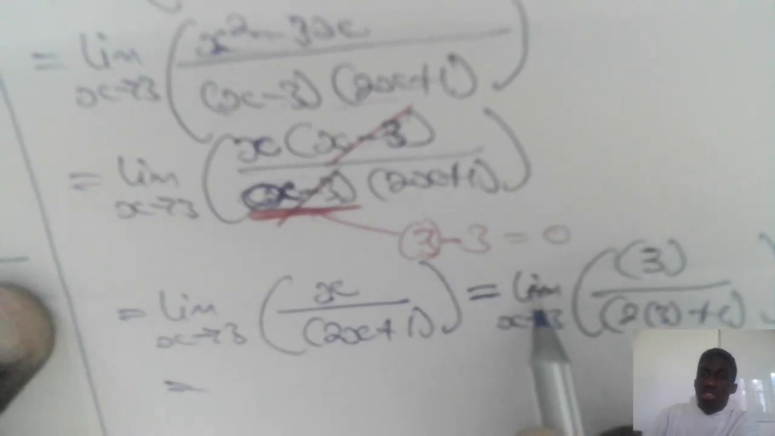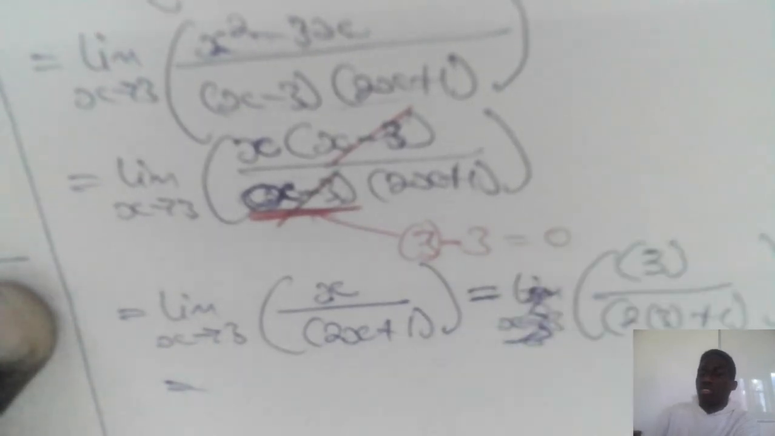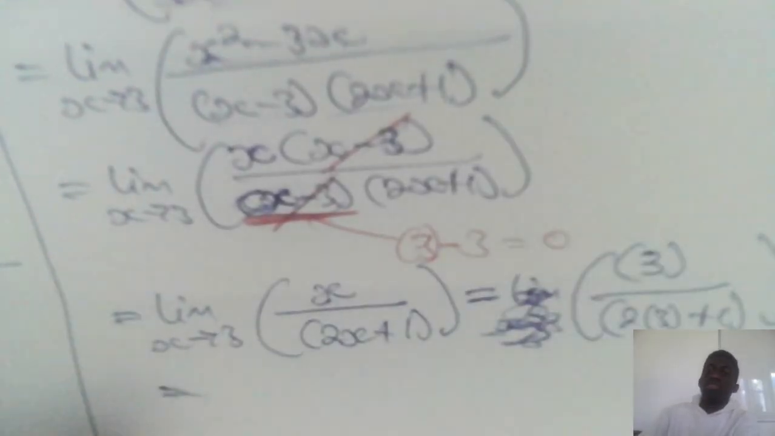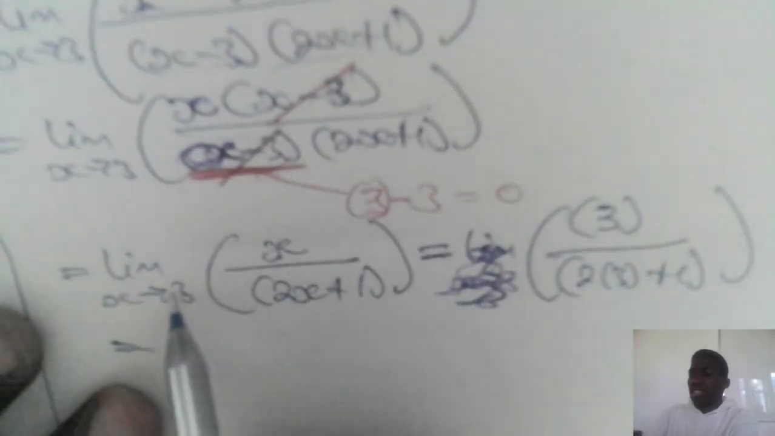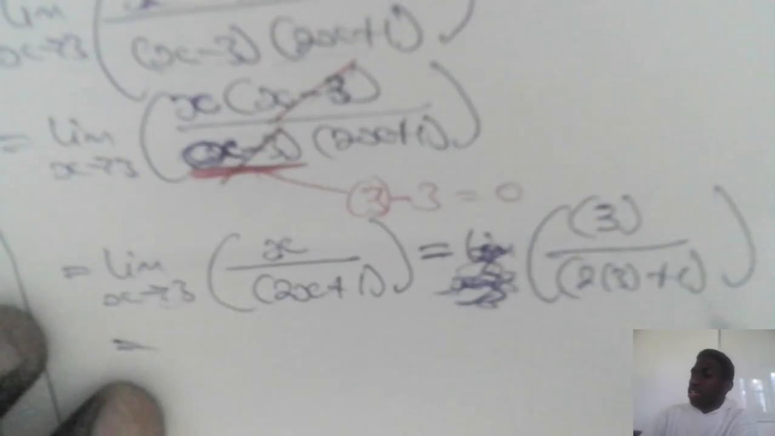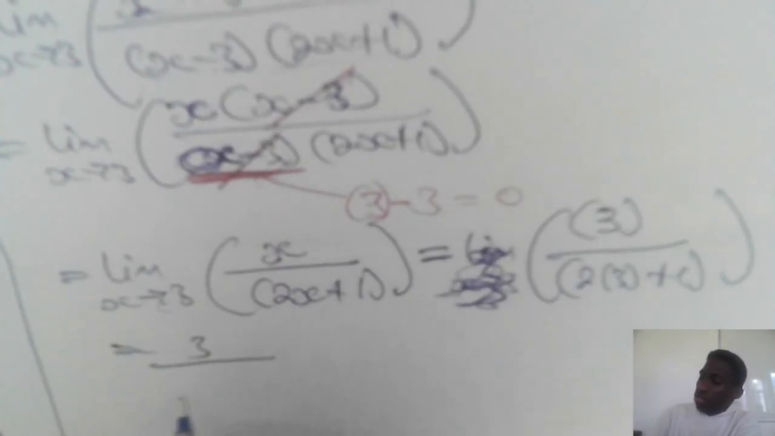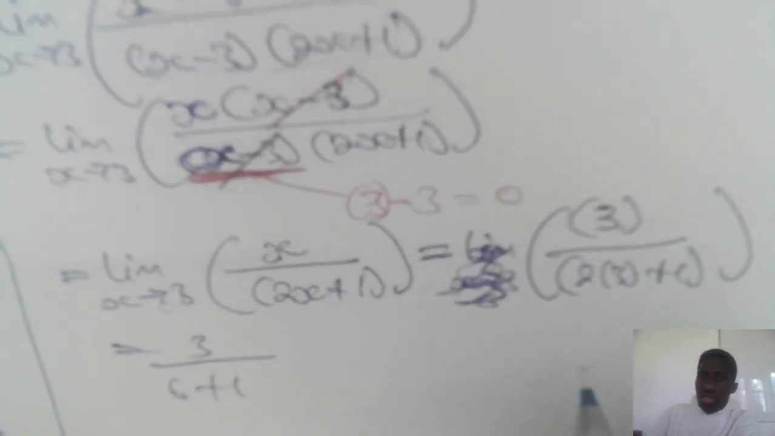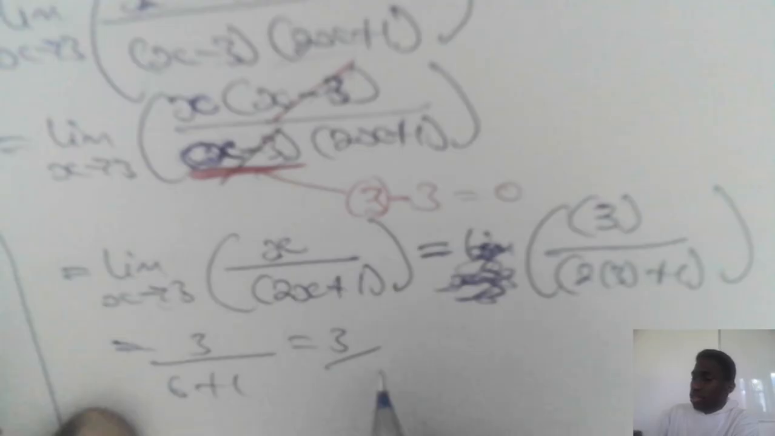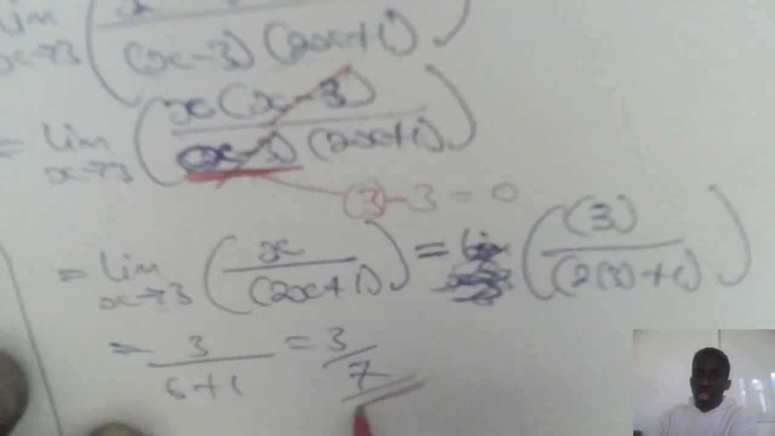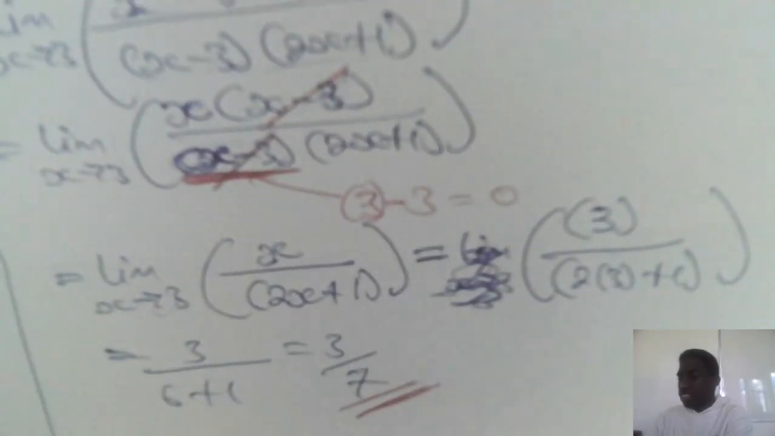sorry, there's also no limits here since we've already started substituting. We've replaced x. Once you replace x with the value here, you can remove the limits. So what we have is 3 divided by 6 plus 1, which is 3 over 7 as our answer. So 3 over 7, and it's not 0 over 0, it's actually a number. 3 over 7 is a real number. So this is the answer.